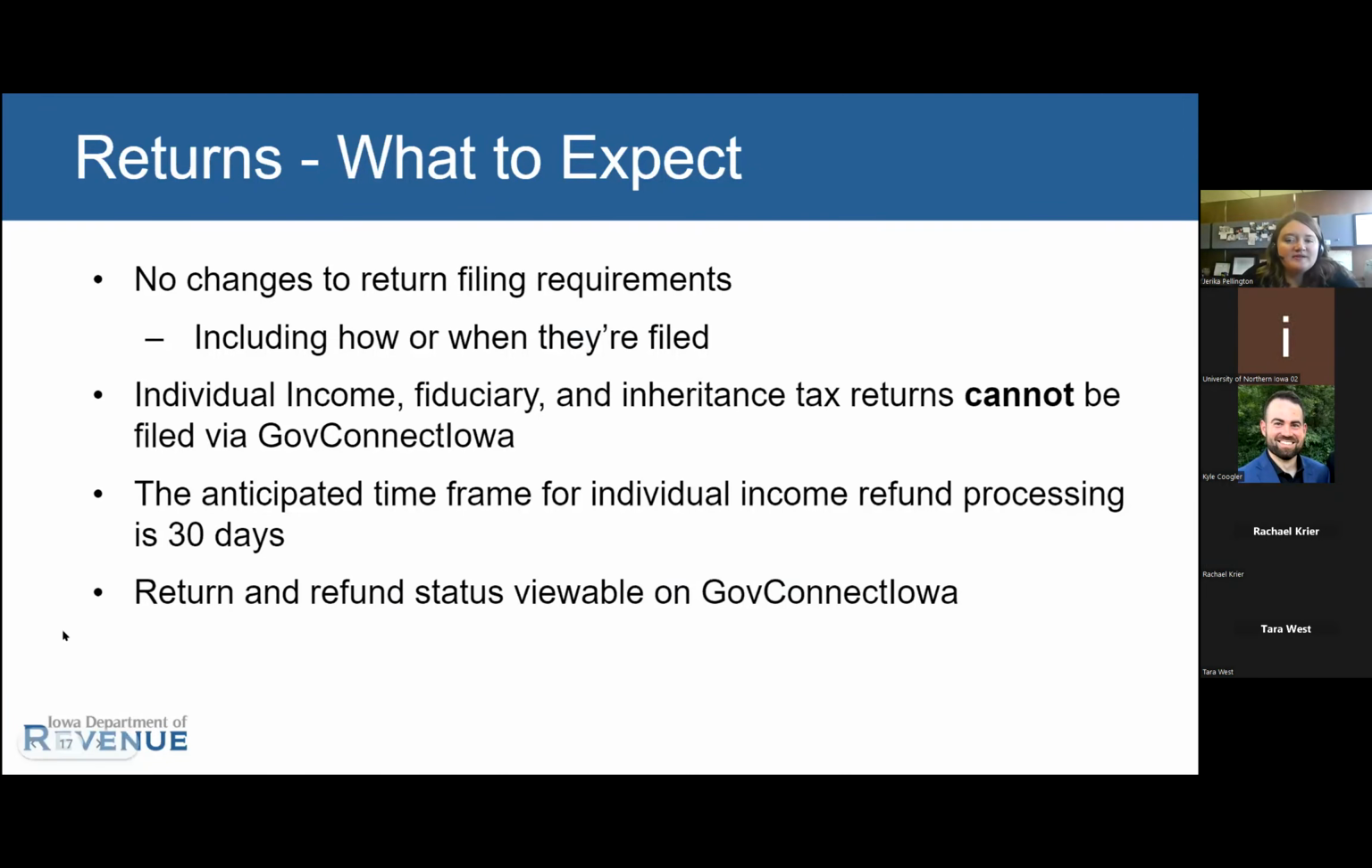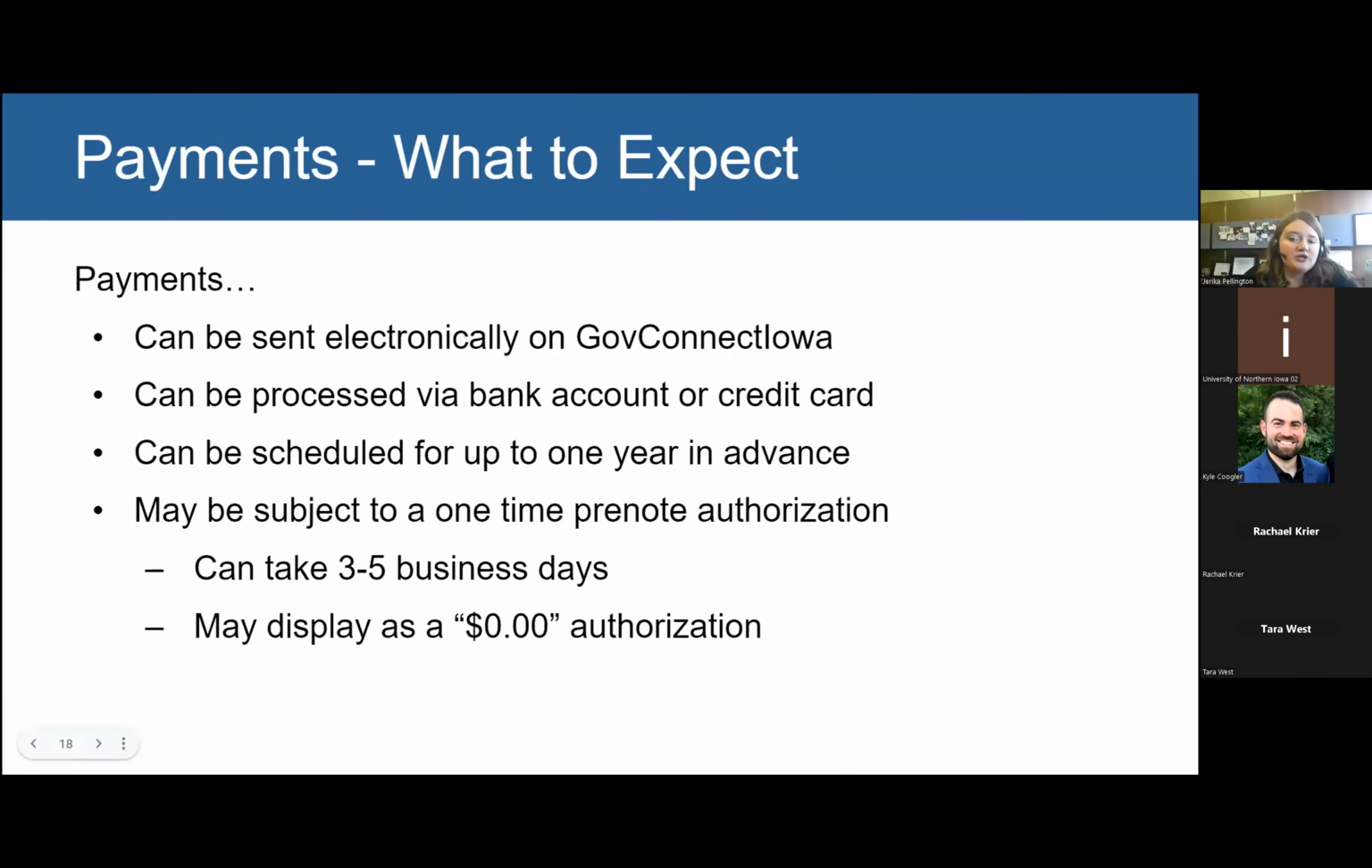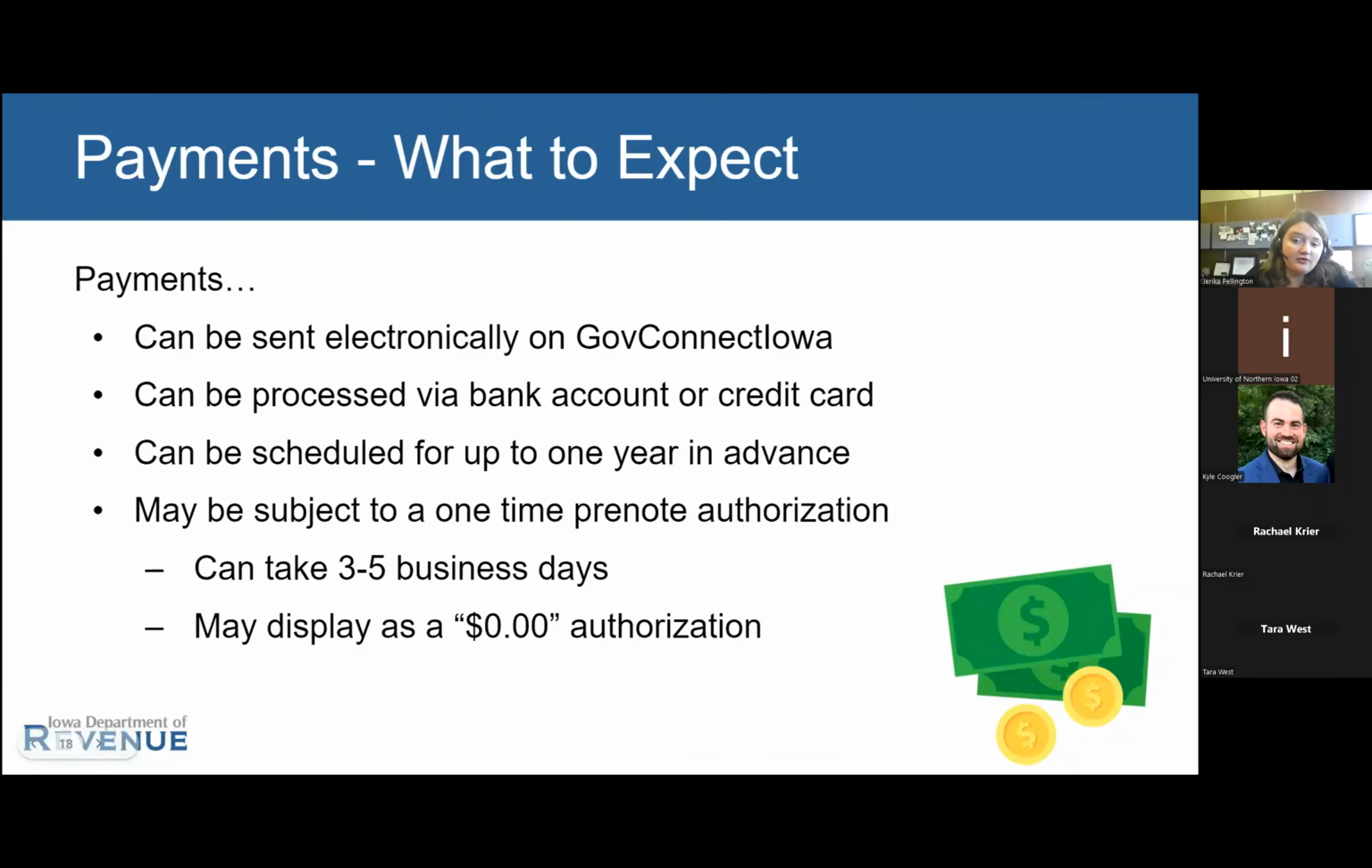And then for payments, although there were minor changes for returns, you should expect some changes with payment processing. So payments can be made through a service provider or directly on GovConnect Iowa. The payment methods on GovConnect Iowa include your bank account and credit card options. Payments can be scheduled for up to 1 year in advance. One important change to be aware of is the NACHA requirement.